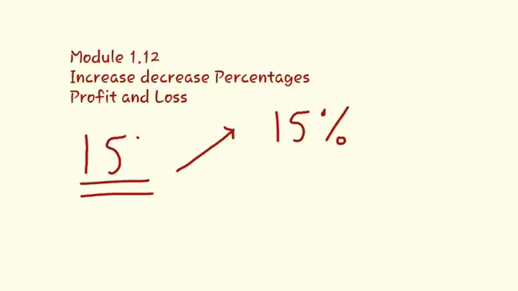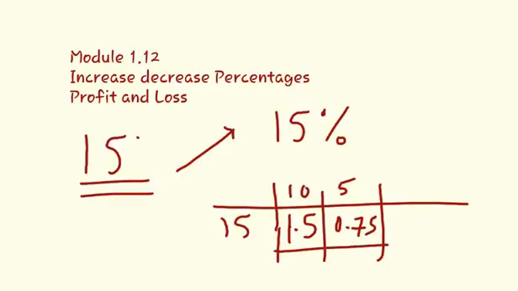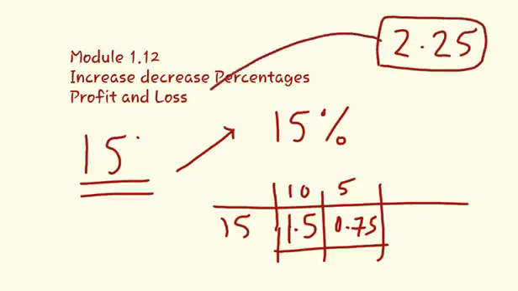This is called increase. So first of all, I work out 15% of 15. So remember the table. I've got 15 here. 10% is 1.5. And 15%, so 5% will be 0.75. You add this up, 1.5 plus 0.75 will be 2.25. This is 15% of 15.